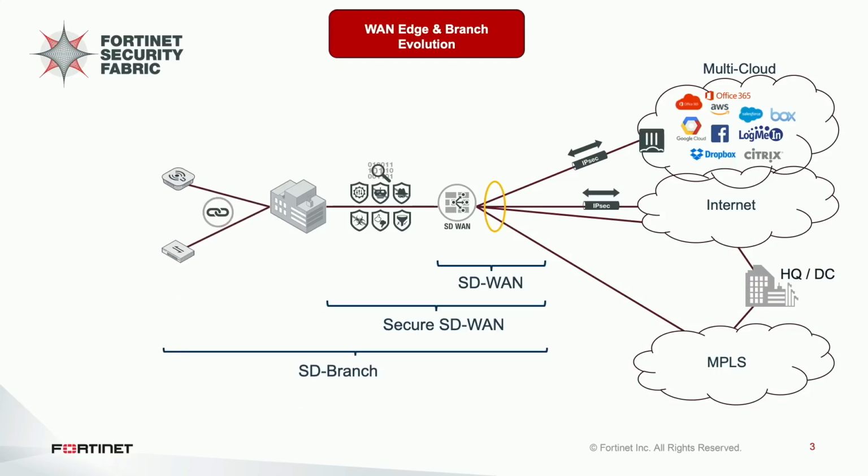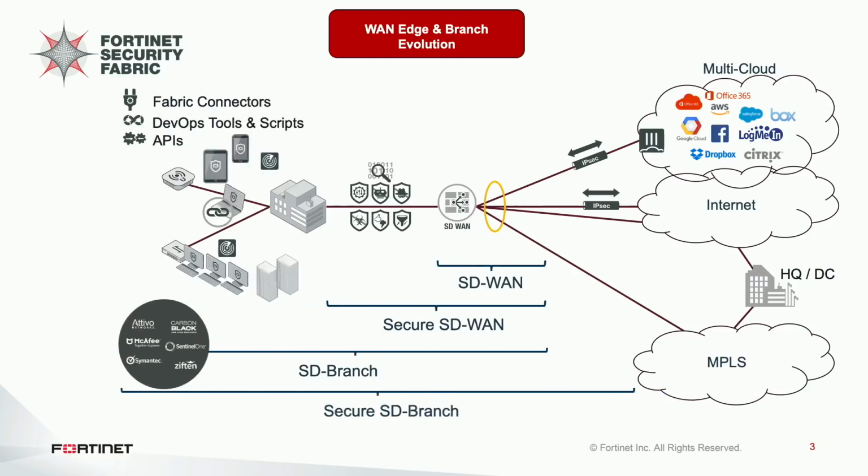So when we talk about SD branch building on secure SD-WAN, we integrate the switch and the AP. In this case, with FortiAP and FortiSwitch, we have FortiLink, which allows us to automatically connect to and manage those devices. Again, we'll see some of that in the demo, but ultimately it allows us to integrate the access layer into the security of the SD-WAN solution.